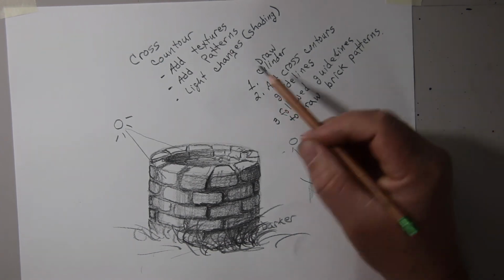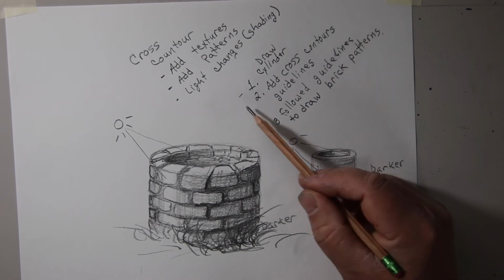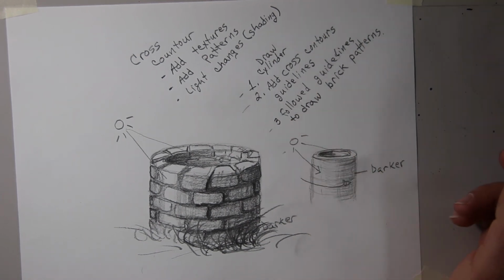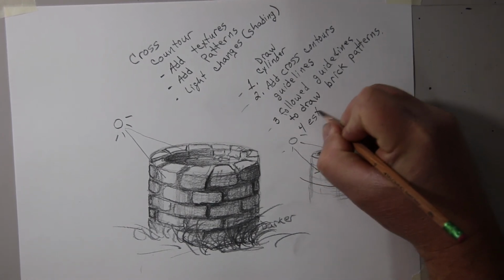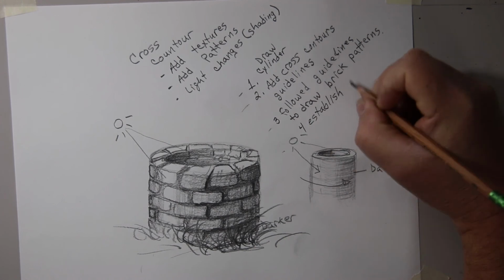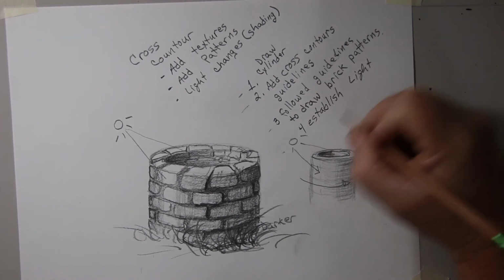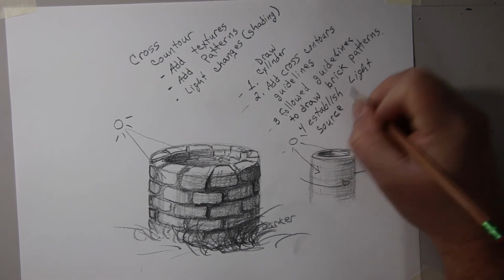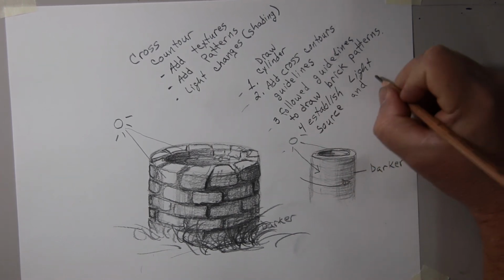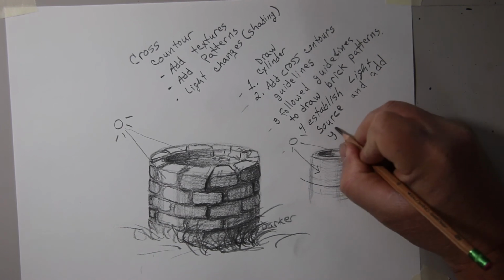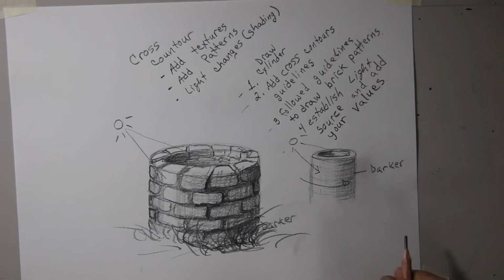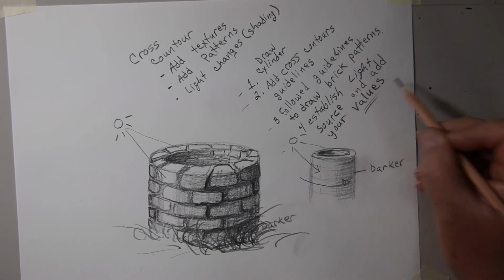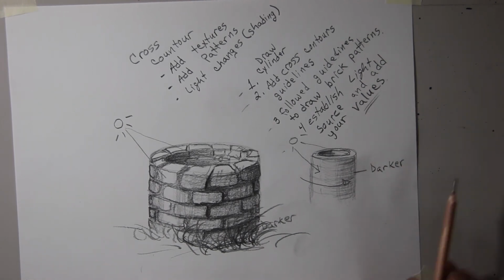So to recap, cross contours are used as three-dimensional guidelines to help us add textures, value changes, and patterns to whatever object it is that we're drawing. So as you can see up here, first thing I did was draw the cylinder. Then I added my cross contour guidelines. I then followed those guidelines when I was drawing my brick pattern. And then I also followed those guidelines when I was adding my value changes. And that's how this simple little cylinder was transformed into an old style water well or wishing well.